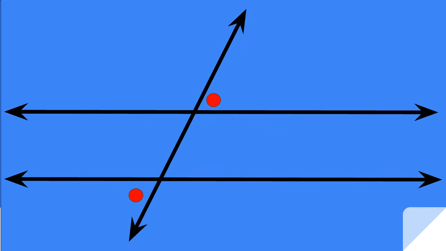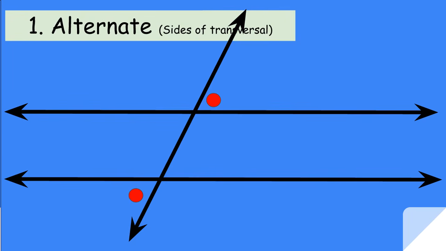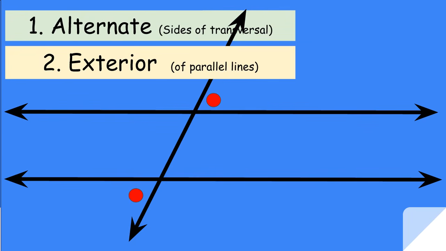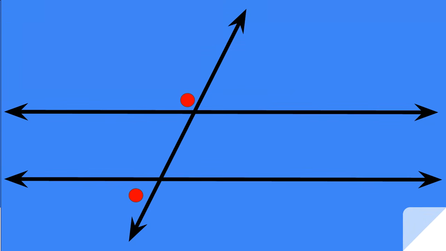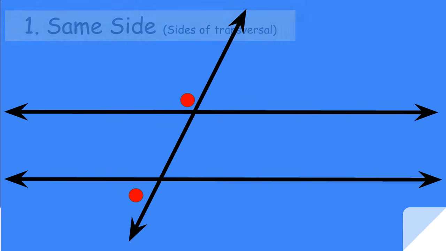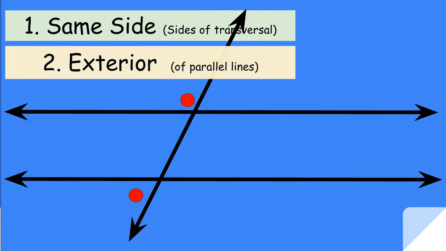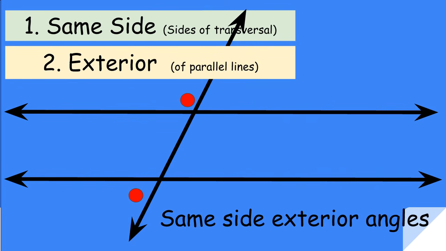A little difference here is we have the 2 angles are alternate relative to the transversal, and they're on the exterior of the parallel line, so they're called alternate exterior angles. Okay, these angles are on the same side of the transversal and on the exterior of the parallel lines. They're called same side exterior angles.